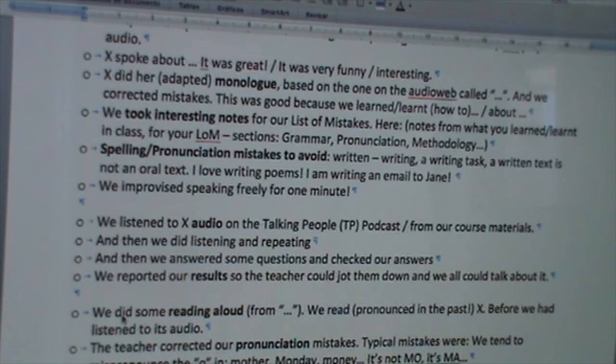And finally, for instance, you can say, we reported our results so the teacher could jot them down, a phrasal verb, write them down, escribirlos, jot them down, anotarlos, anótalo, jot it down. So the teacher could jot them down and we could all talk about it.